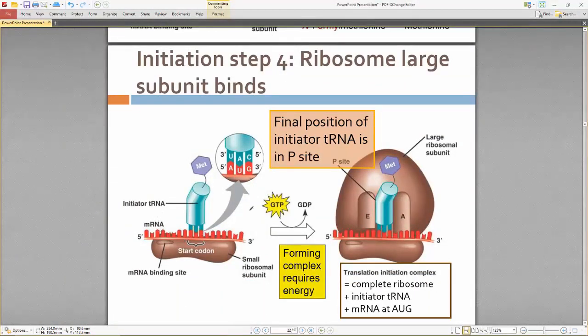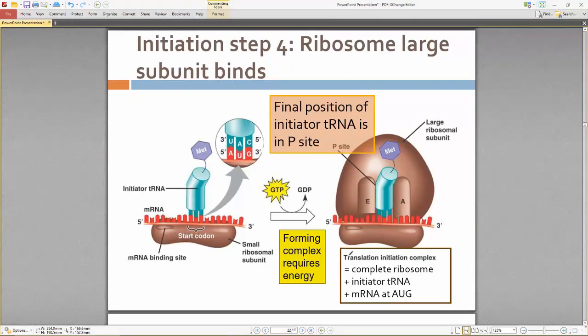Okay, step 4. After the initiator tRNA has bonded to your mRNA at the start codon, the ribosome large subunit binds, and basically now you have your ribosome complex ready to go. So we call this entire thing the translation initiation complex, or the complete ribosome, plus the initiator tRNA, plus the mRNA at AUG.